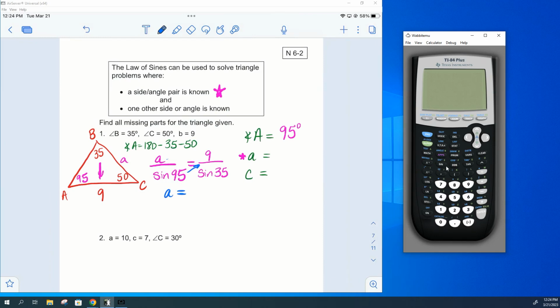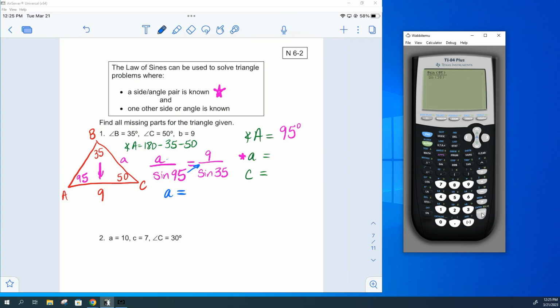So if I get on my calculator, making sure that my mode is in degree mode, I'm going to put mine in fraction mode so it looks just like my paper. 9 sine of 95, because that would be on top, over sine of 35.